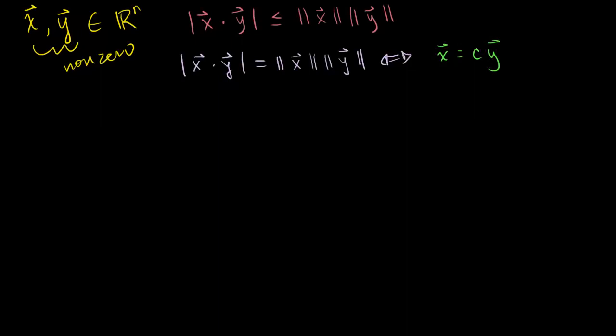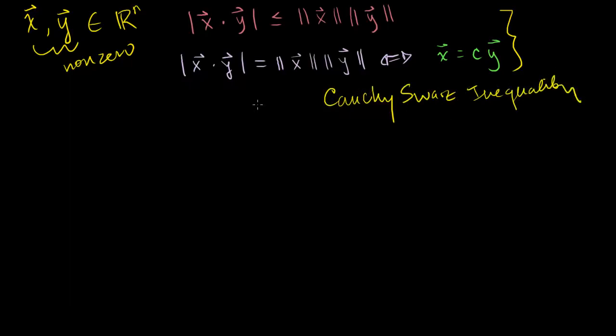And this equality and this inequality is called the Cauchy Schwarz inequality. So let's prove it, because you can't take something like this just at face value. You shouldn't just accept that.